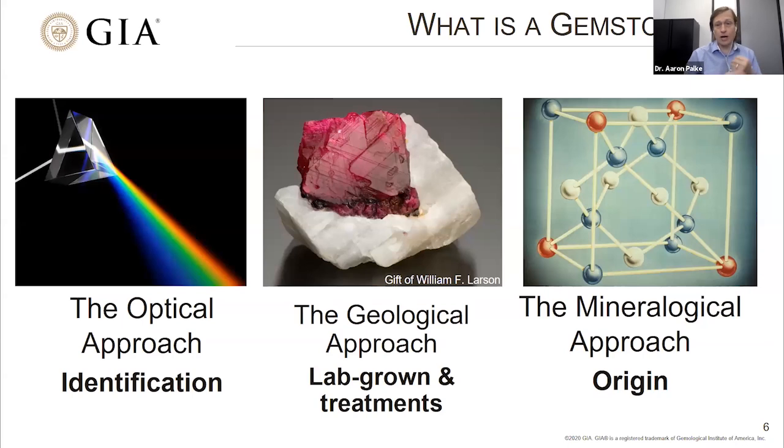And as you ask more complex questions, you need more information about the stone. You need to turn more into the stone and look at the stone as a mineral or a crystal, and start really probing the mineral on an atomic basis. And I think these three different approaches align well with these three questions that we have: identification, lab-grown and treatments, and origin.